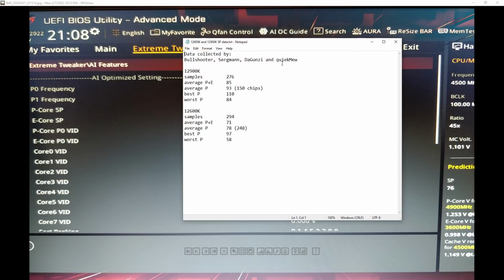Big thank you to QuickMew for sharing the binning data with me, because I find this really interesting. A lot of the time, you don't get proper information on what's a good 12900K, what's a good 12600K, right? And people who have average CPUs don't post about their very average overclocks, right? Because who cares about your average overclock?